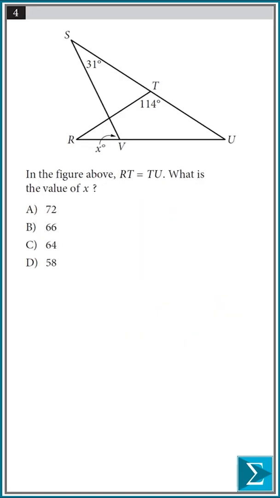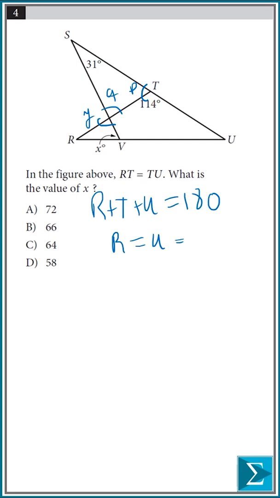In this final problem, we're given that the segments RT and TU are both congruent, making the triangle RTU an isosceles triangle, and thus angle R and angle U are congruent. I'll start off by labeling a few angles that we'll see are important for our solution, namely angle P, angle Q, and angle Y. Now, we can write an equation for the sum of interior angles for angles R, T, and U, such that R plus T plus U is equal to 180 degrees, and thus R and U, since the triangle is isosceles, will be equal to 33 degrees.